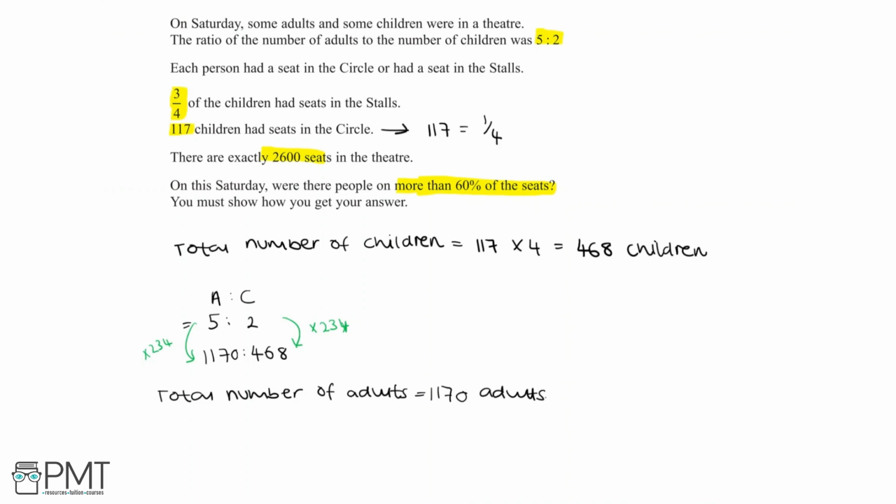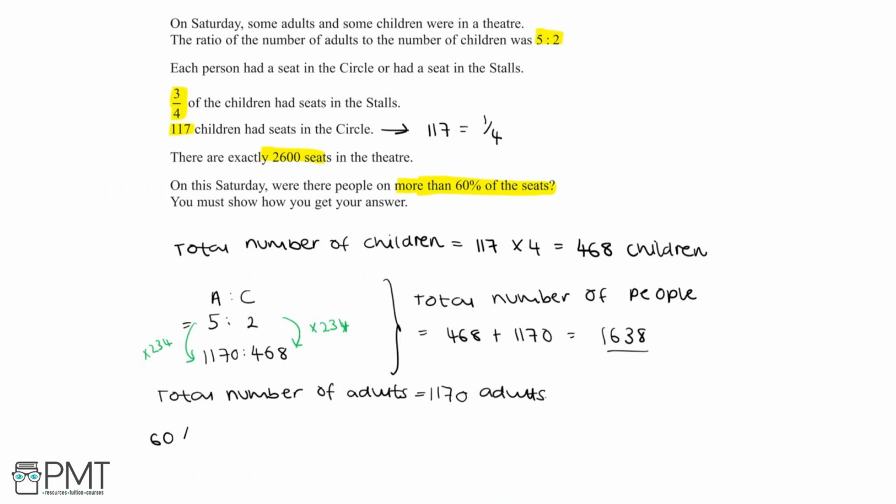So now, using what we just worked out, we can find that the total number of people in the theatre is 1,170 plus 468, which gives 1,638. Now we need to remember that the question asks, were there more than 60% of the seats taken in the theatre that day? We're told that there are 2,600 seats in the theatre, so 60% of 2,600, we can work this out by doing 0.6 multiplied by 2,600, which is equal to 1,560 seats.